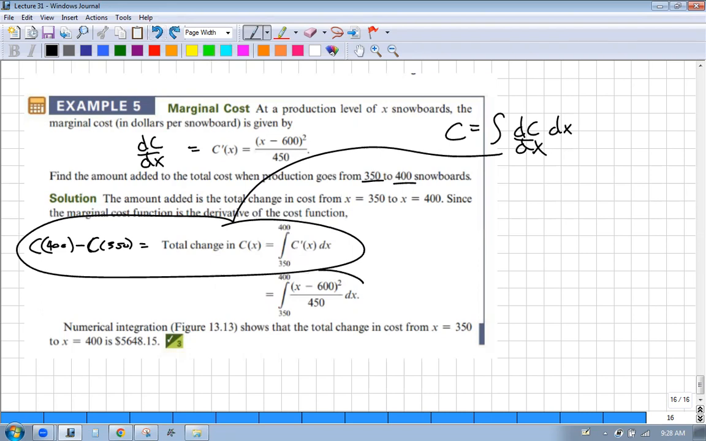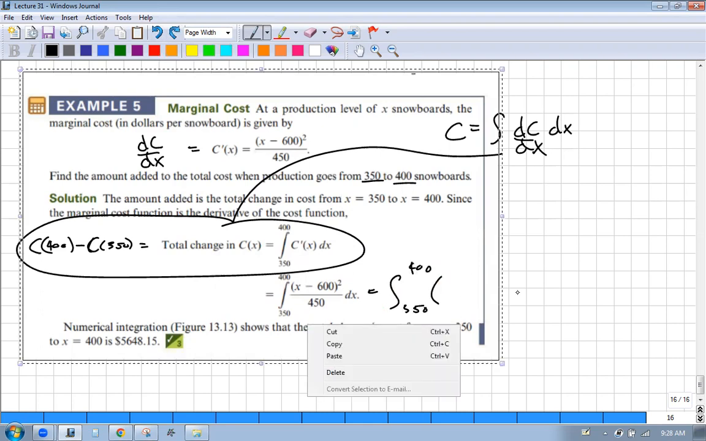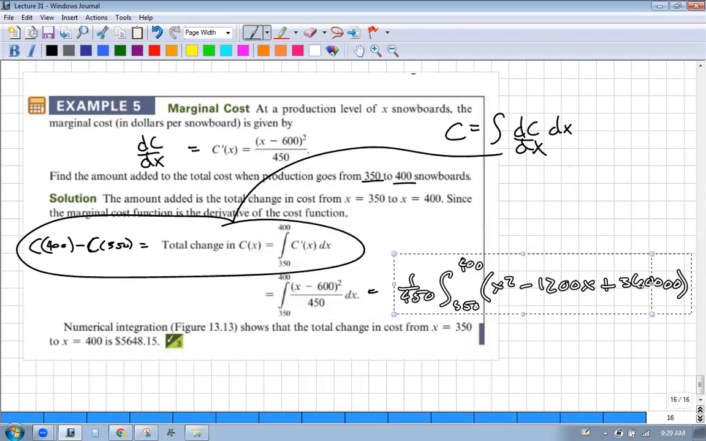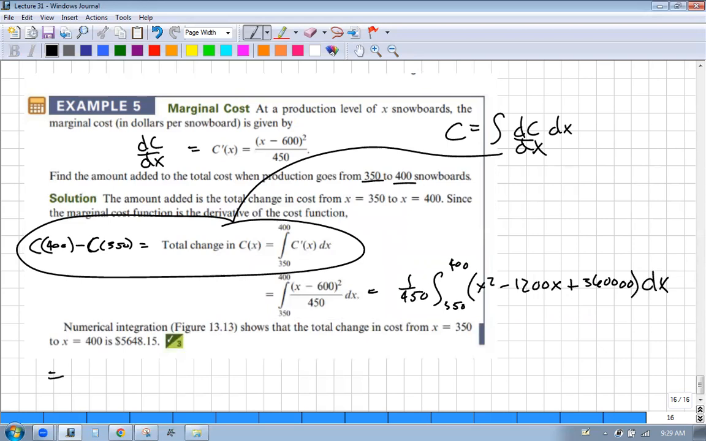Okay. So if you're going to integrate this, we would square this out and then do it separately, right? This would be the integral from 350 to 400. We could pull the 1 over 50 out of the integral. We would square this out. We would have x squared minus 1200x plus 360,000. I need 4 zeros here. And I need a dx at the end. Okay, so I have this 1 over 450.